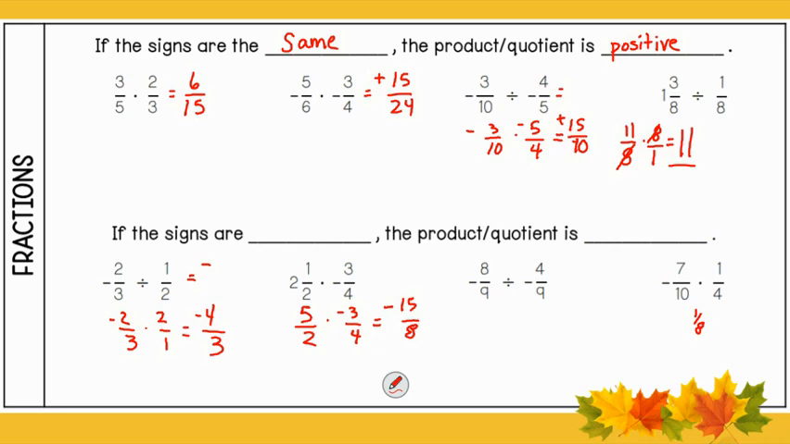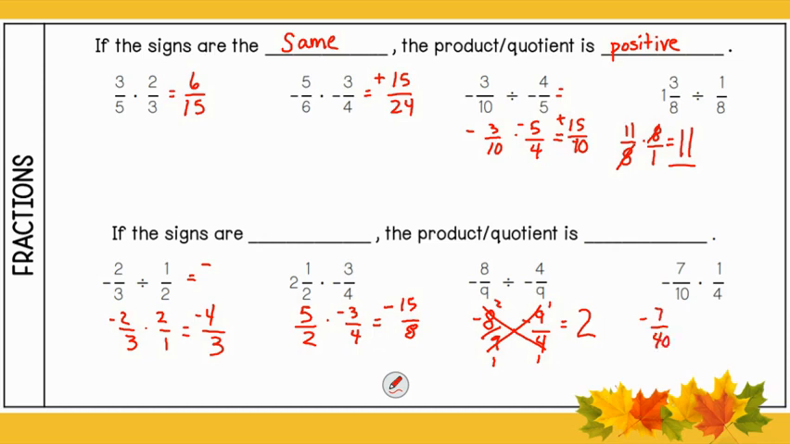And then here, we're going to keep, change, flip. These can cancel. We've got 1 there, 1 there. We can go 1 here and 2. So really, in the end, our answer is a positive 2. And then finally, this last one, you have negative 7/10 times a fourth. So we're just going to multiply straight across, 7 fourths.